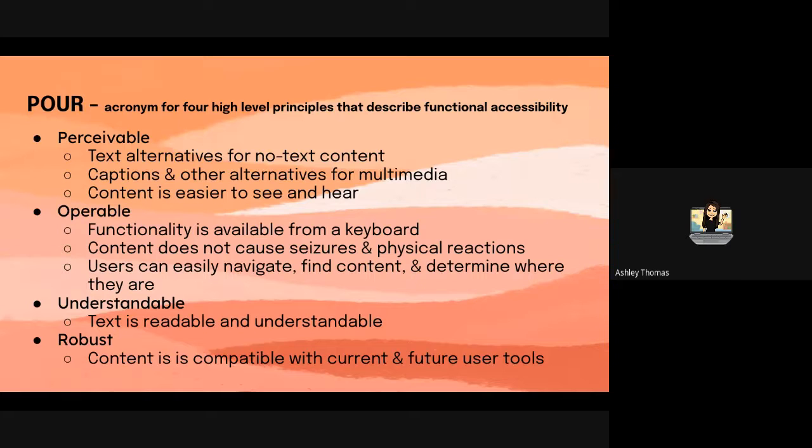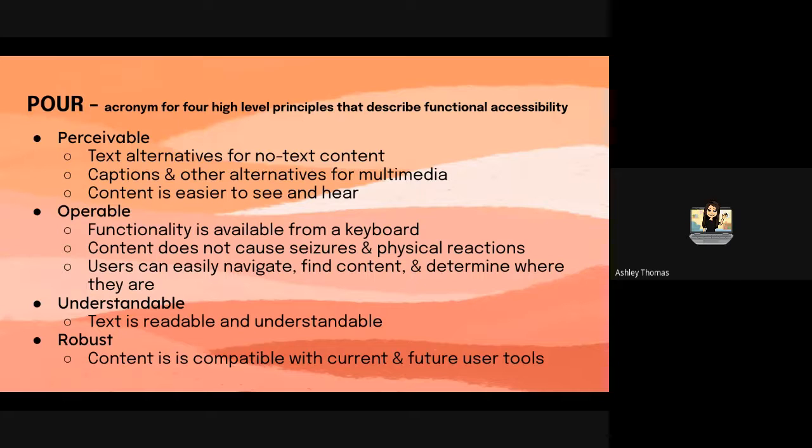There's a lot of content out there that may look great, or say you're playing a video and there is a lot of flashing or strobe lights. Those could be harmful to some individuals who view them. So it's always best to either provide a warning or refrain from using those types of videos. Users can easily navigate, find content, and determine where they are within that document or that resource.